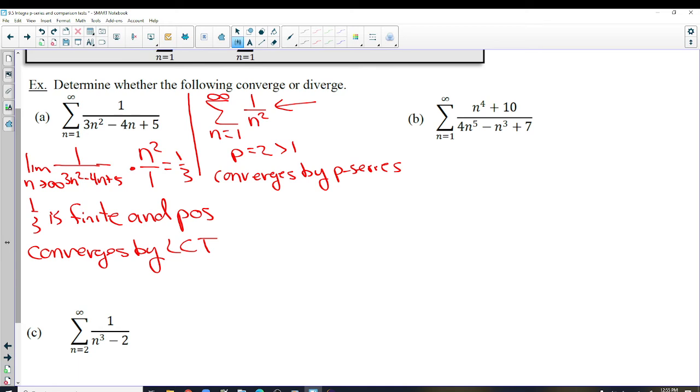We're going to do something very similar over here. We're just going to look at this right here. So we're going to compare this to the sum from n equals 1 to infinity of 1 over n. Now I could say n to the 4th over n to the 5th reduces to 1 over n. So I could do 1 over 4n also, but that's not necessary. You can grab the 4 if you want, but you don't have to. This diverges by harmonic series.